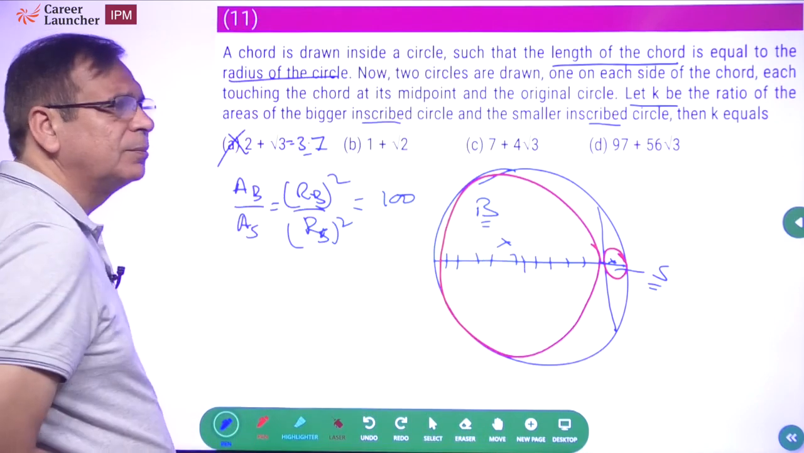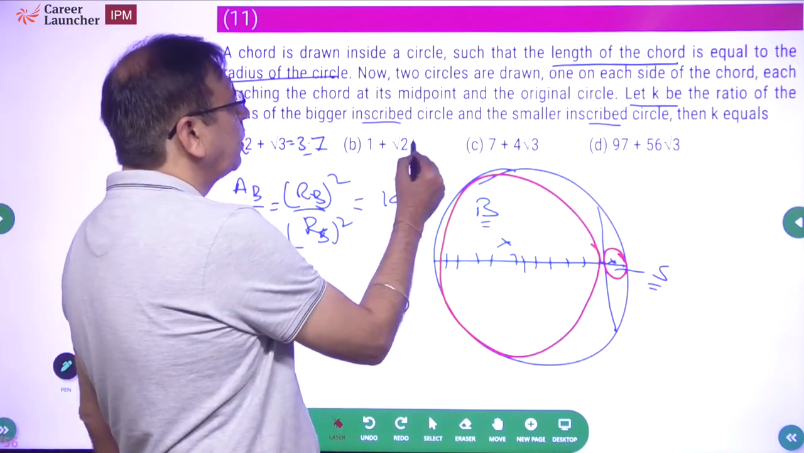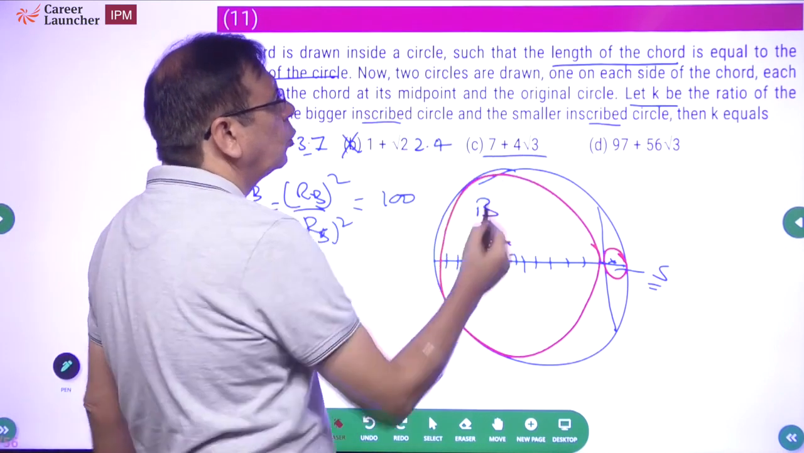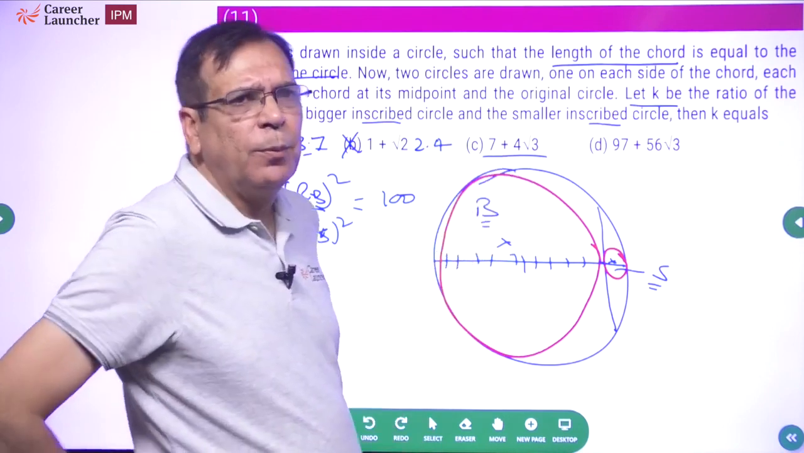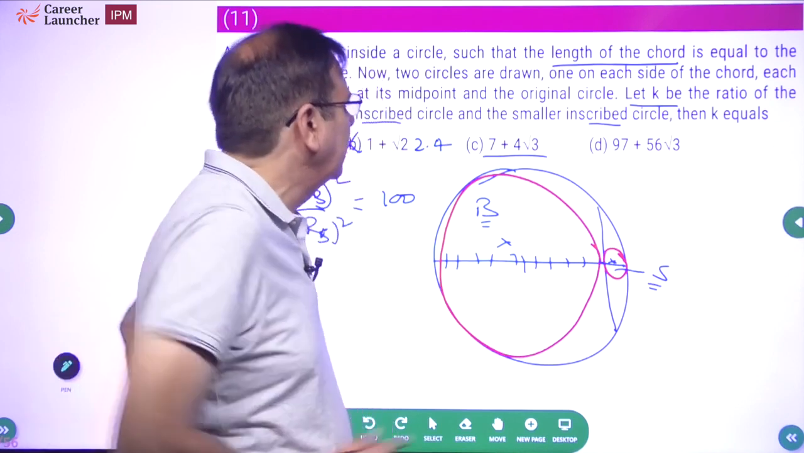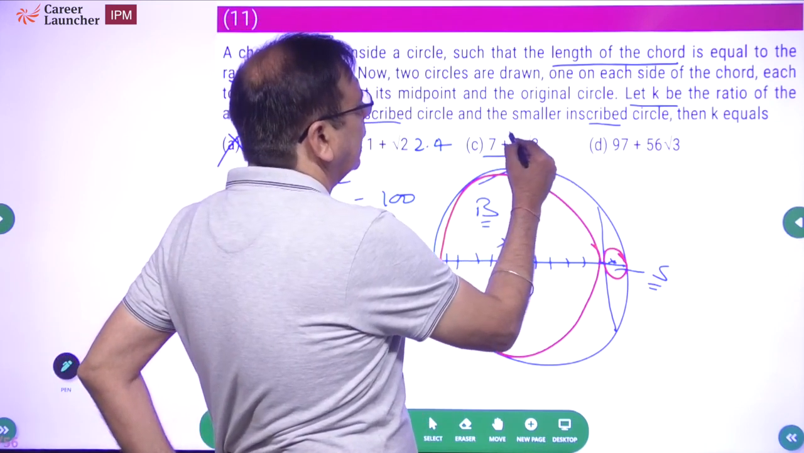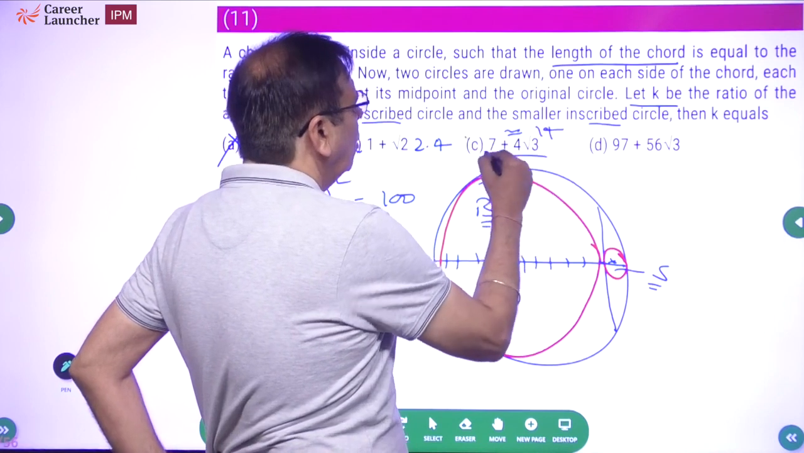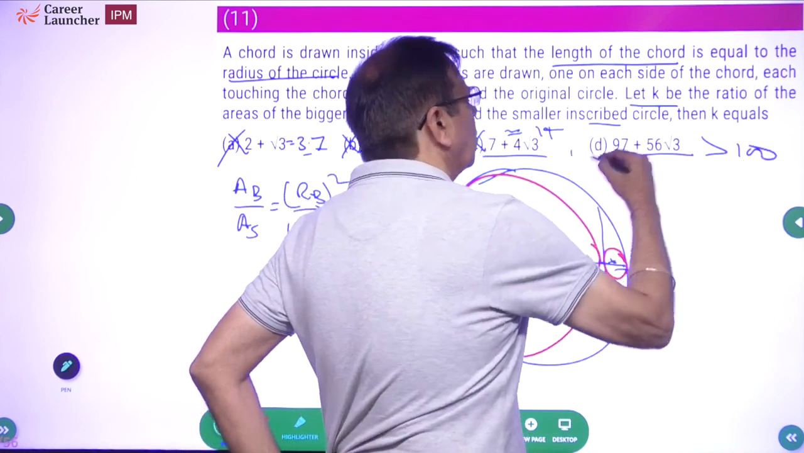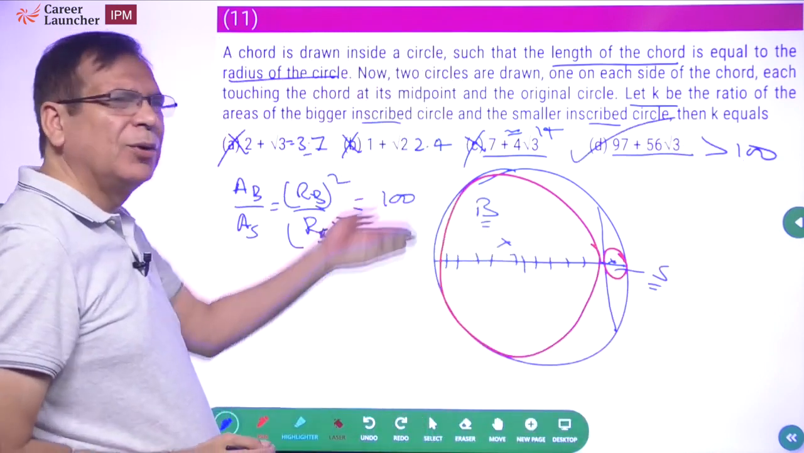How will this be the answer? 1.4 plus 1, 2.4. 7 plus 4 root 3. What is 4 root 3? Root 3 is 1.7. 1.7 into 2, 3.4 into 2, 6.8. 6.8 plus 7, 13.8. So let's say approximately 14. Wrong. And what is this? This is definitely greater than 100, right? This will be the answer. Why waste time doing geometry?